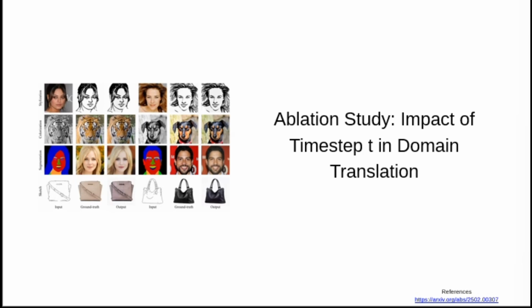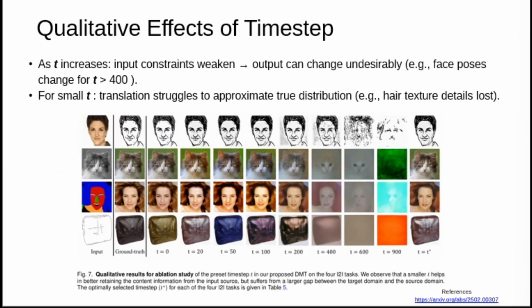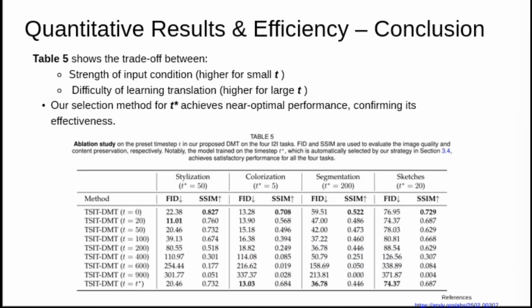There's a trade-off. If T is too small, the input is preserved better, but translation fails. We can see the translation fails and the image looks incomplete. If T is too large, domain shift is easier, but we lose content: faces change shape, poses drift, and there are many more inaccuracies in the images. From table 5 we see that our auto-selected T gives nearly optimum results. For segmentation, T=200 gives the best FID and SSIM. For stylization, T=50 balances everything and gives the best results.